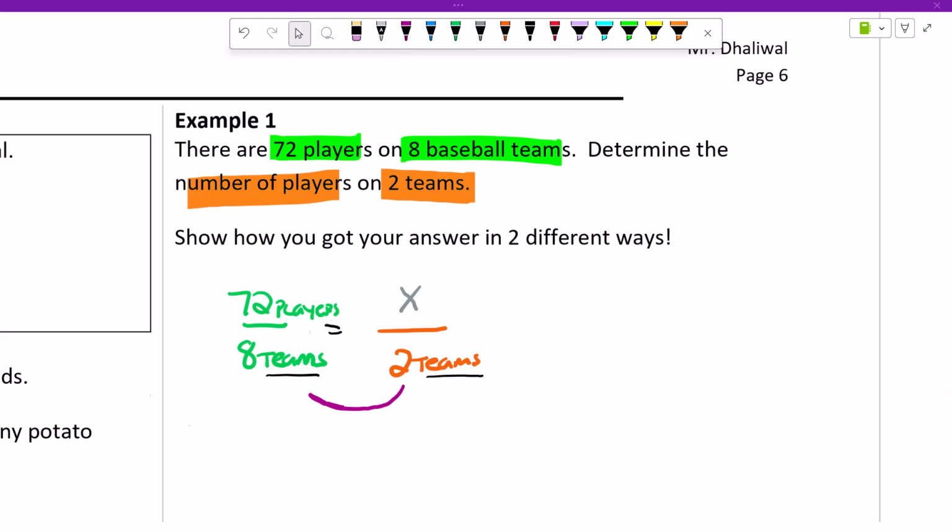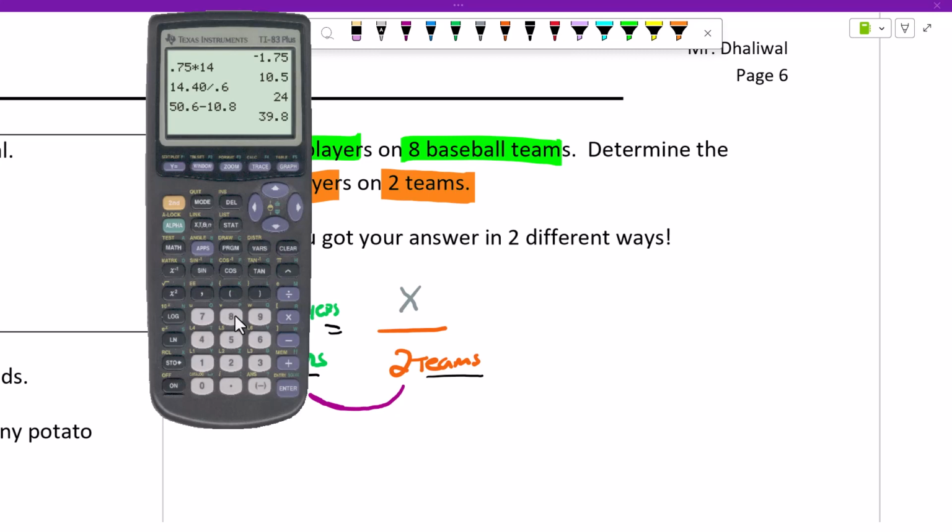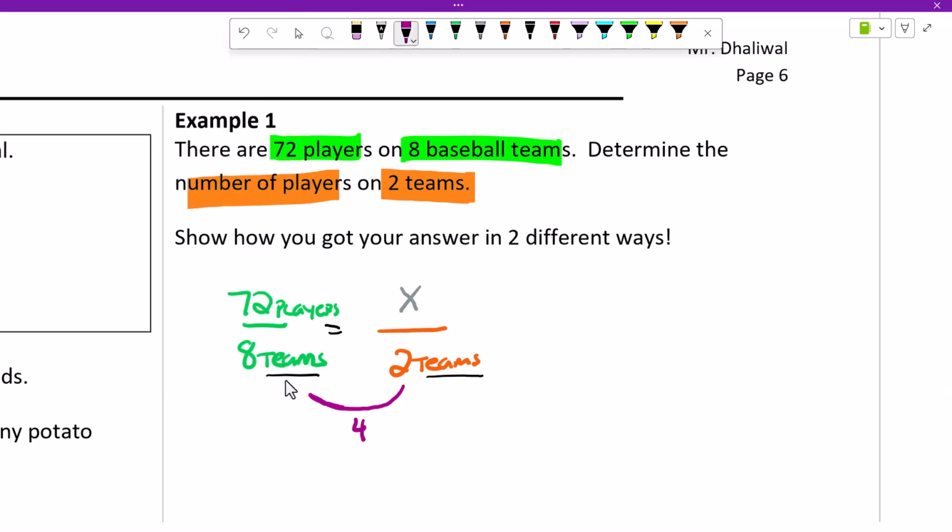You go big number divided by small number, so 8 divided by 2 gives us 4. Now, sometimes this is a times, sometimes this is a divide. If the number going towards the blank is getting smaller, then you're dividing. If the numbers are getting bigger, then you're multiplying. So we are dividing because the numbers are getting smaller in this direction.